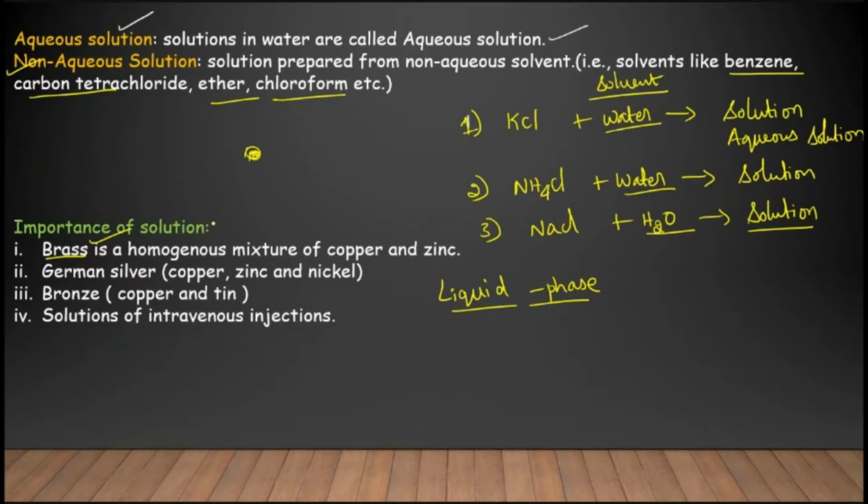Brass is a homogeneous mixture of two important elements, that is copper and zinc. Okay. German silver is a mixture of copper, zinc, and nickel. Bronze is copper and tin. So these are used for ornamental purposes or statue making and other things.